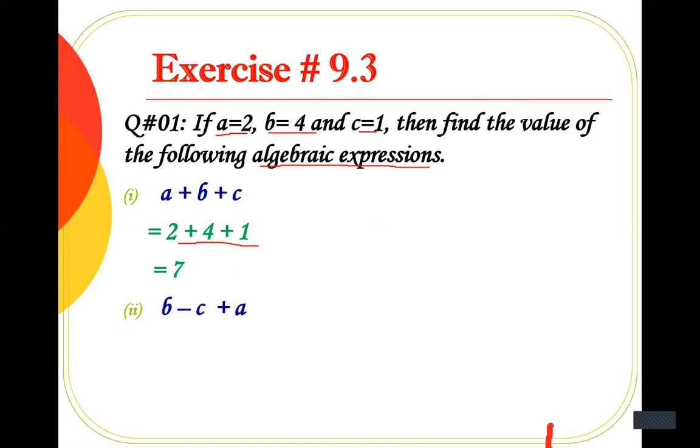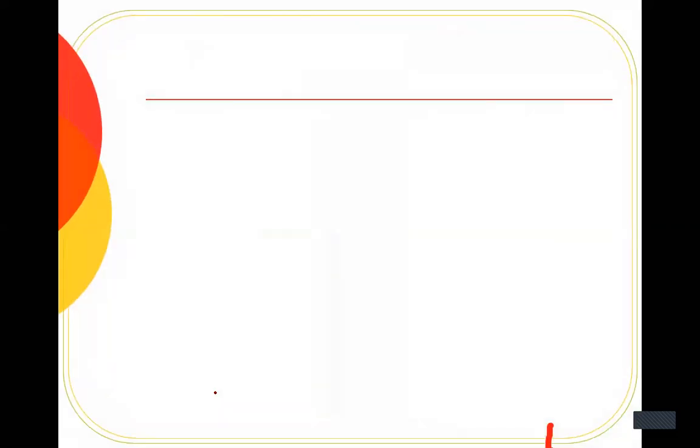b minus c plus a. What does it mean? You have to replace b with 4, c with 1, and a with 2. So simply you will write 4 minus 1 plus 2. 4 minus 1 will become 3, and then you add 2. So 3 plus 2 will become 5. Now move on to the next question.